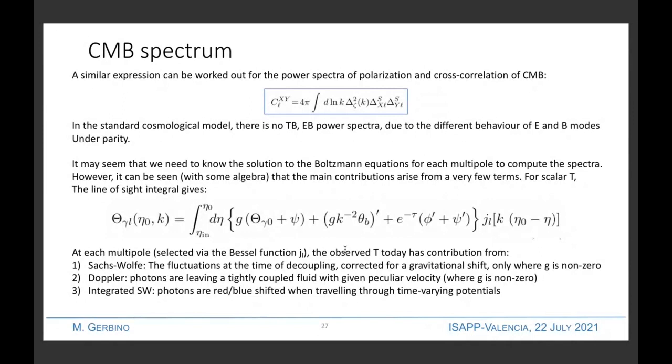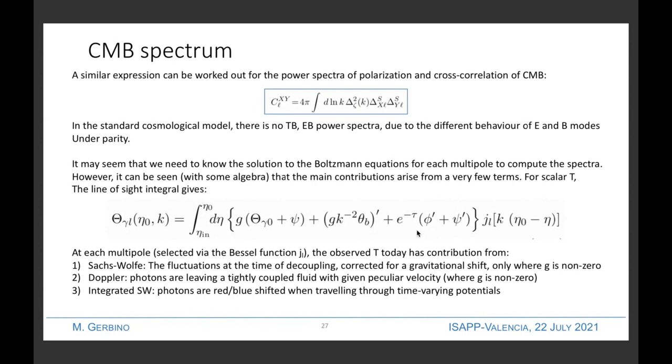And so the CMB photons can come out from this tightly coupled regime with different peculiar velocity that are inducing a Doppler shift in the CMB field. And finally, the integrated Sachs-Wolfe effect is related to the time variation of the perturbations to the metric.